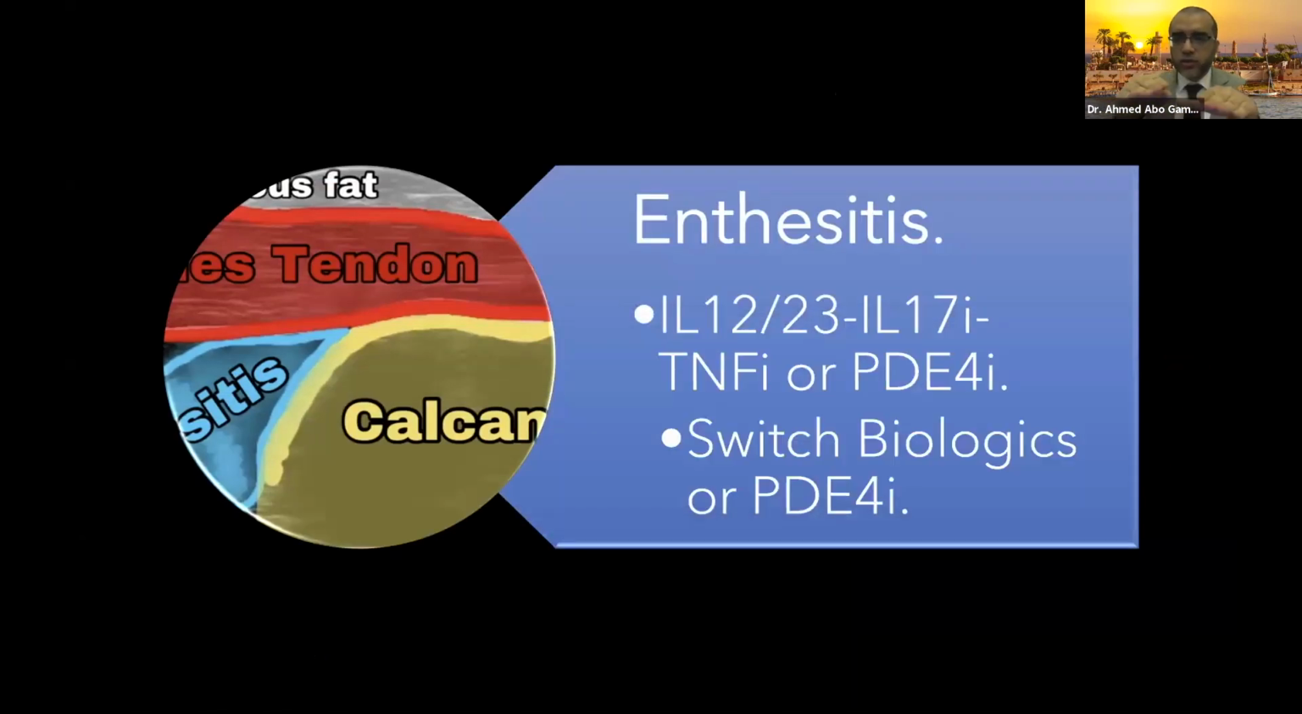And again, if the patient fails, there is also no place in enthesitis for treatment with conventional DMARDs. We'll go directly for a biologic mechanism, interleukin 23, 17, and TNF alpha or PDE4, and switch between mechanisms until we get remission.